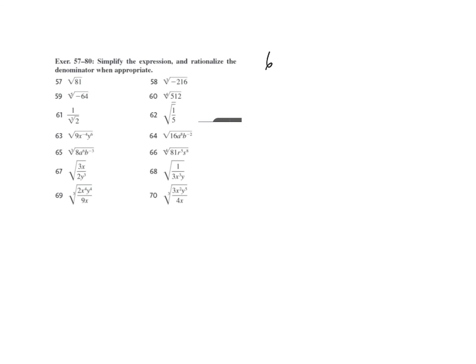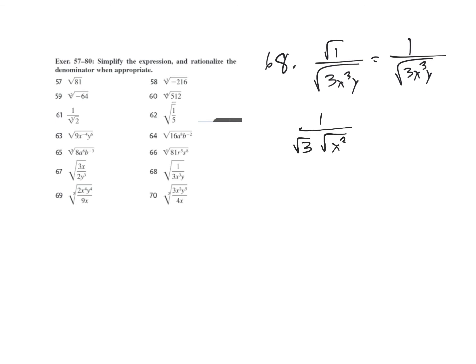68. The square root of 1 on the top, and the square root of 3x cubed y on the bottom. The square root of 1 is 1, and now we have the square root of 3x cubed y on the bottom. So again, before we rationalize, let's go ahead and break apart that radical. 1 over the square root of 3, the square root of x cubed, and the square root of y. The x to the 3/2, as a mixed number, is x to the 1 and 1/2, which means you can take 1x outside of the radicals, and there'll be an x to the 1/2 left inside the radical.